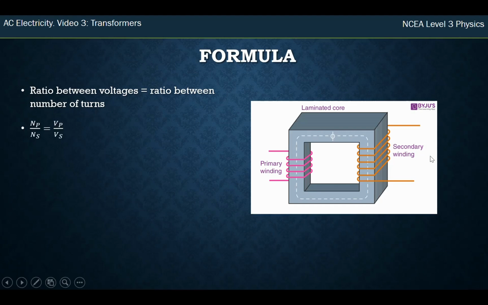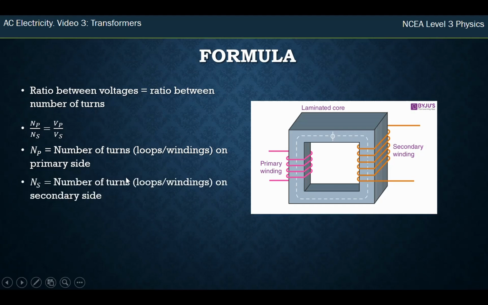So you can write that as a formula. The ratio of the number of turns in the primary side, NP, and then NS is the number of turns in the secondary side, is equal to the ratio of the voltages. So the turns ratio is equal to the voltage ratio.